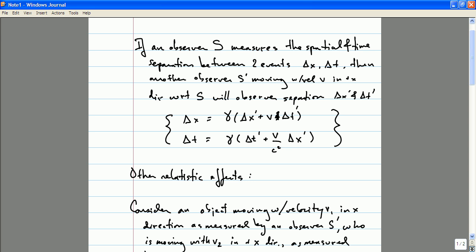So if you have two events that happen at the same location in the primed frame, but at different times, then you can see from this equation here that if delta x prime is equal to 0, then delta t is not equal to delta t prime. But it's also the case that delta x is not equal to 0. So even though delta x prime is equal to 0, delta x is not 0. That shouldn't be terribly surprising, even if you just think about it intuitively. Two events that happen at the same location but different times in a frame where I'm at rest will appear to you, if you're on some train moving at some constant velocity, to take place at different locations.